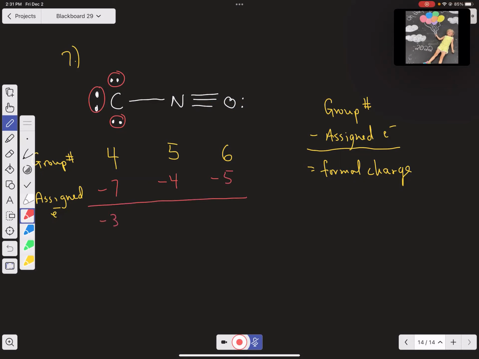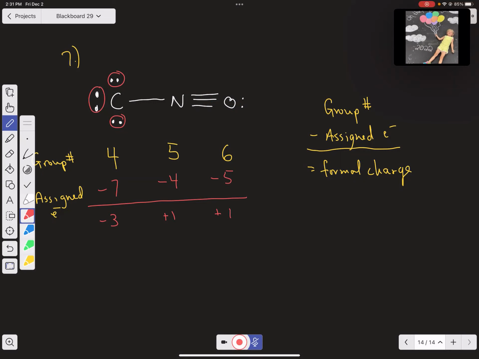We're going to get -3 on carbon. We get +1 on nitrogen and +1 on oxygen for our formal charges on this Lewis structure.